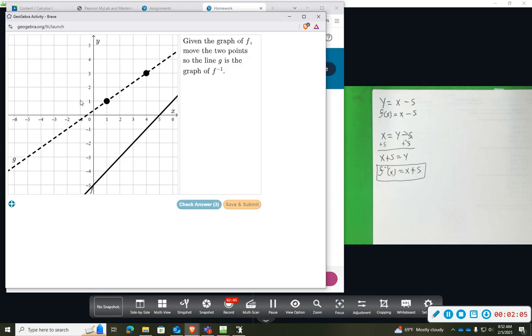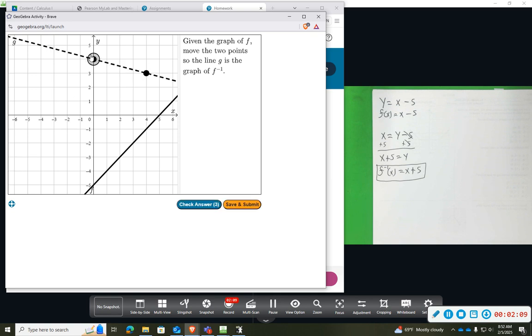So we're going to start at +5, and our slope is going to be up 1, right 1. I guess let me do it backwards. So down 1, left 1 is the same as up and right 1.